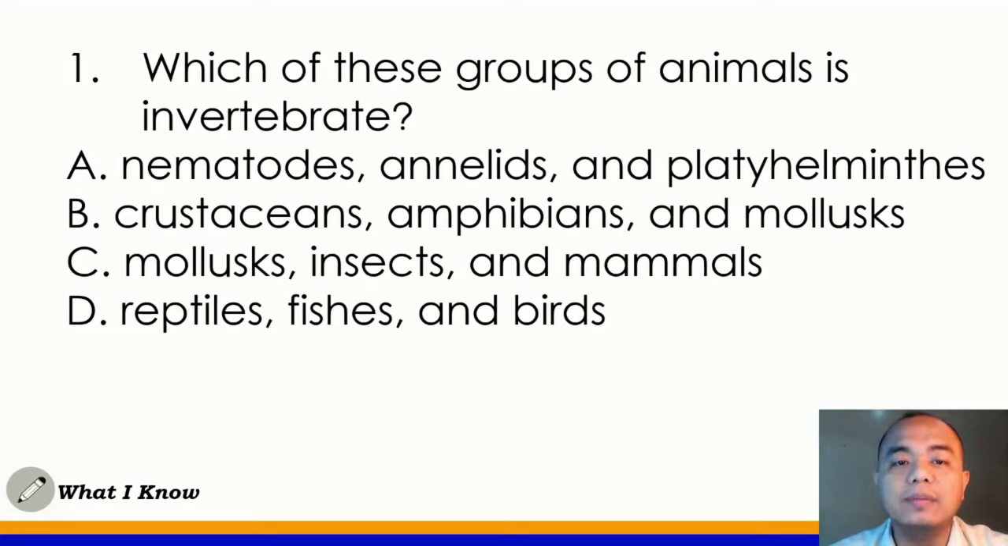Let's start with number 1. Which of these groups of animals is invertebrate? A. Nematodes, annelids, and platyhelminthes. Letter B, crustaceans, amphibians, and mollusks. C, mollusks, insects, and mammals. Letter D, reptiles, fishes, and birds. So what is the correct answer?